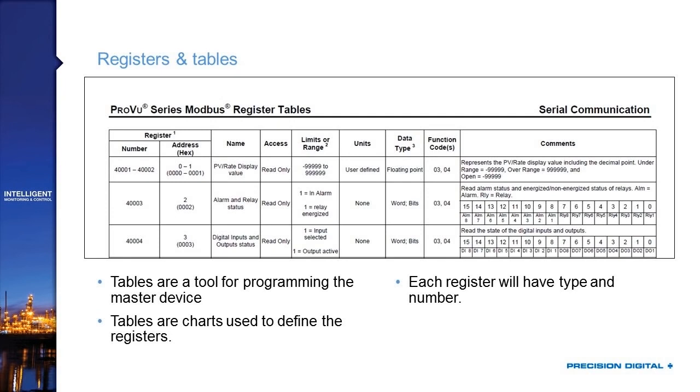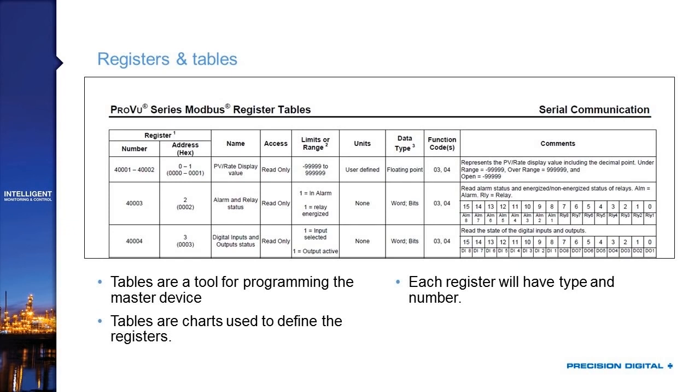And what you see up here on the screen at the top is the Modbus table for Precision Digital's own ProView series of panel meters. So if I had this panel meter and I wanted a PLC to be able to extract the current display value on that panel meter, and I wanted to do it via Modbus, I would need to know what am I asking for in order to get that process variable out of my panel meter?